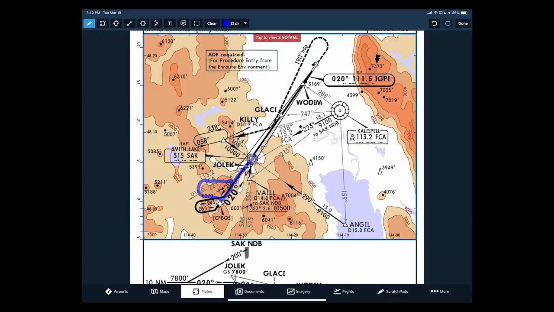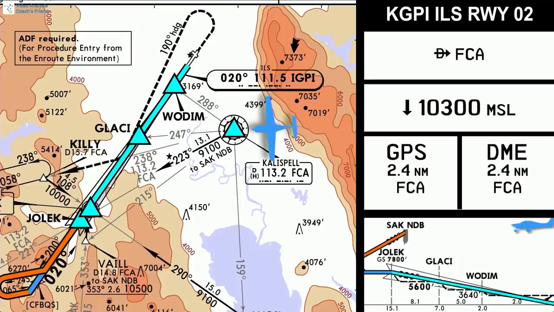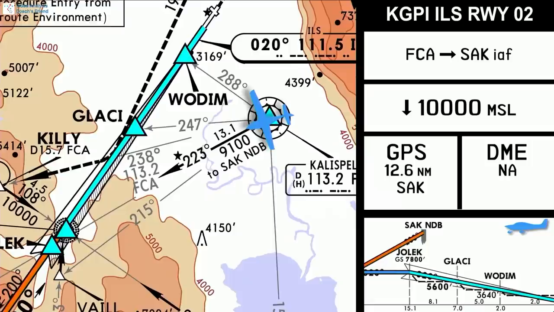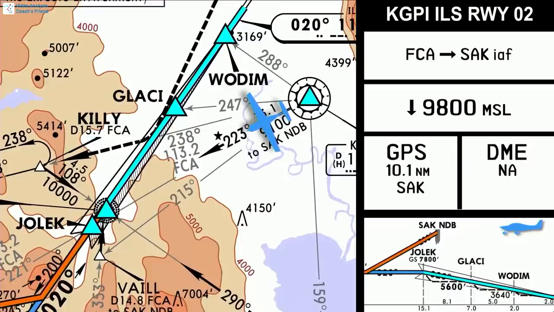Okay, so let's actually fly this procedure. Okay, so you can see us coming inbound to Kalispell. We're going to cross Kalispell. Let's say we get a crossing restriction, Cirrus 6 Bravo Delta, cross Kalispell at or above 10,000, cleared for the ILS runway 2. That clearance right there now allows us to descend to the minimum altitude on the feeder route. So in this case, we're going to go down to 9,100.